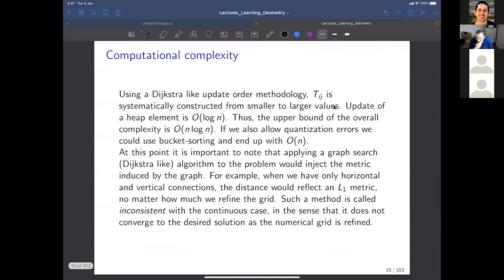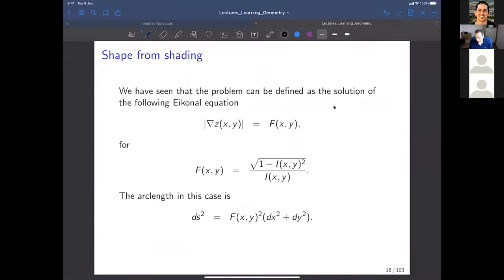So again, you could do shape from shading. This is the shape from shading problem. You have the gradient of the image, and the gradient of the surface is equal to some function of the image. I think we talked about it. It was one minus the squared intensity, I mean, the sine divided by the cosine. And you can use a fast marching solver in order to solve the shape from shading problem.